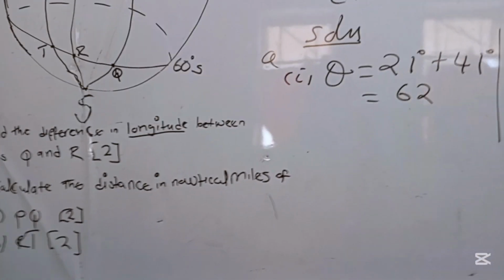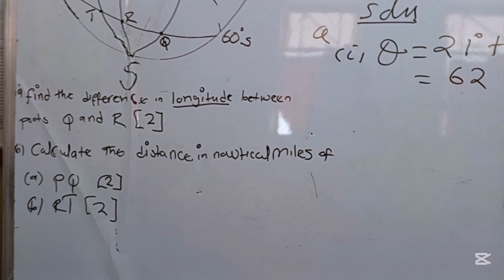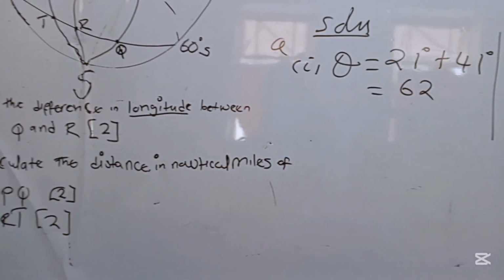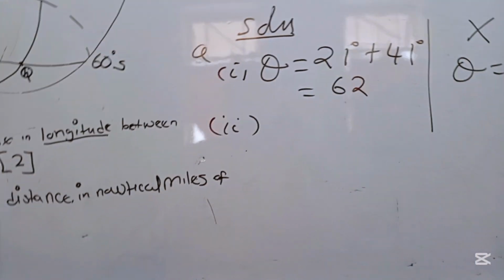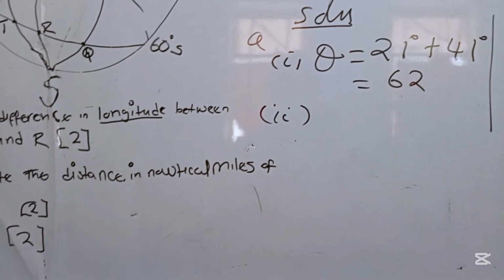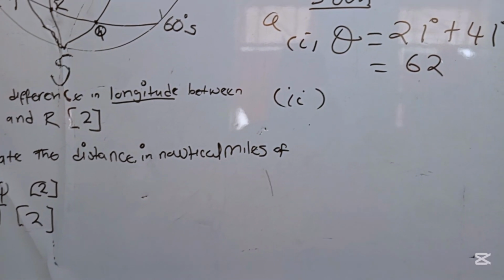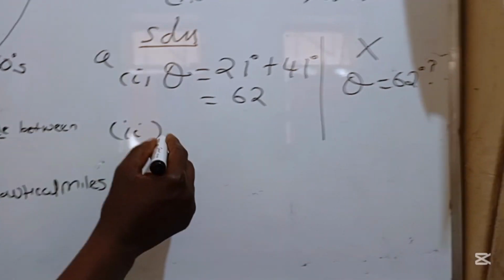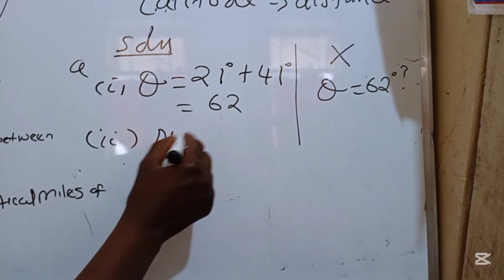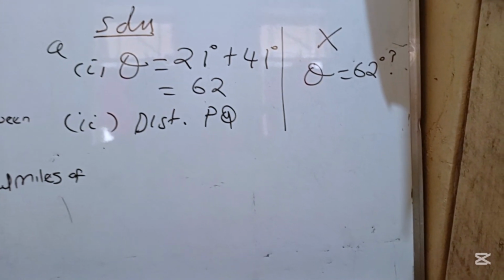Then we are going to look at part 2. In part 2, they're asking us to calculate the distance in nautical miles of PQ. PQ is this one. So how do we find the distance PQ?